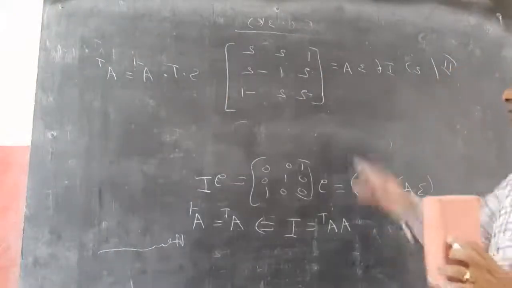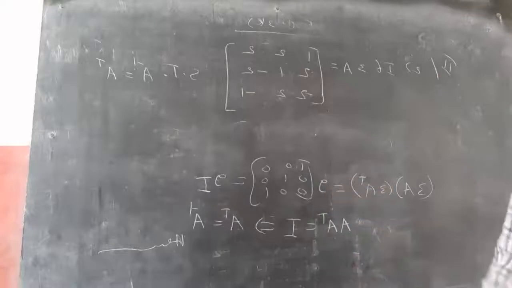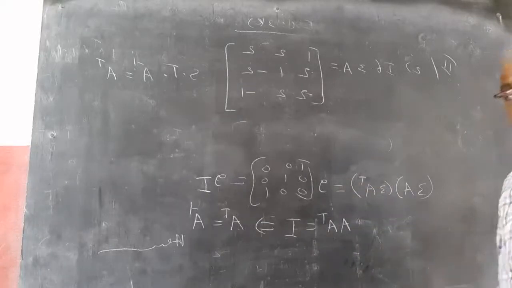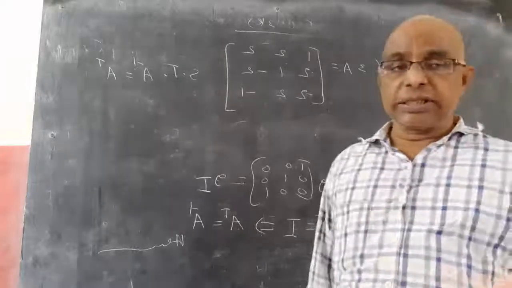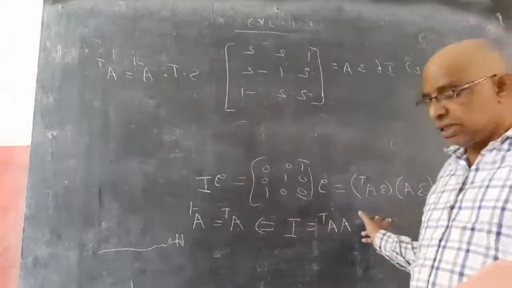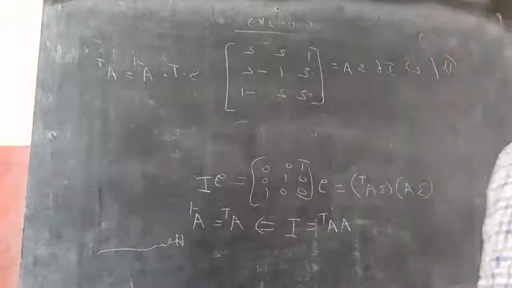This is one way of doing. Another way is simply bring this 3 to this side, find A inverse separately, A transpose separately, then equate them. That is a little lengthy way. This is a little shortcut way. That's it. This depends on how you think. Two ways of doing the same thing.